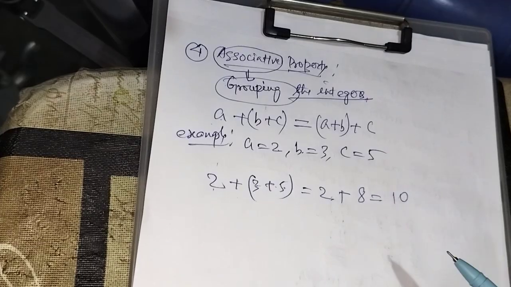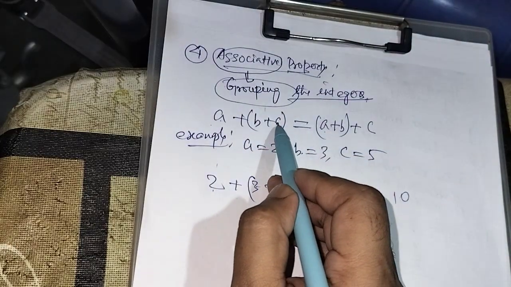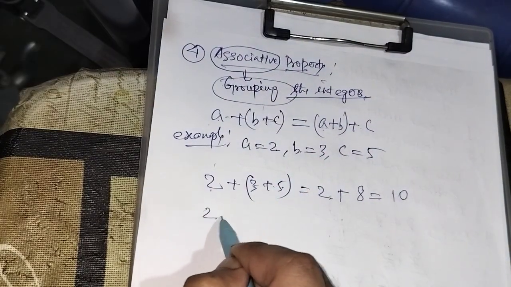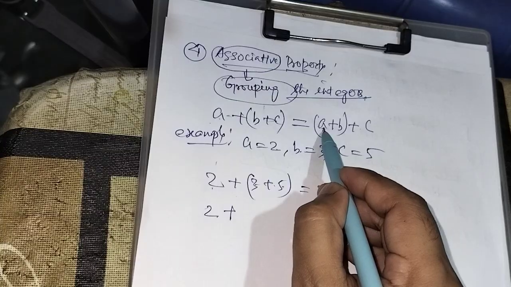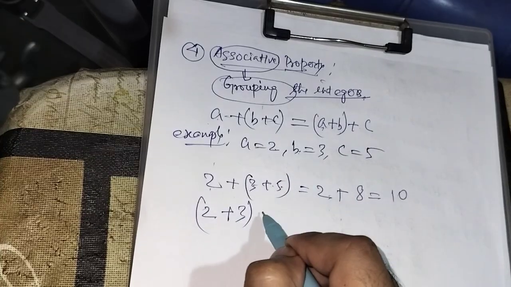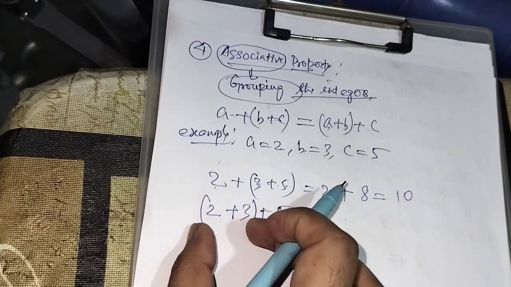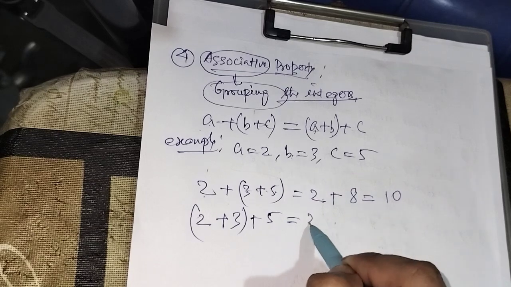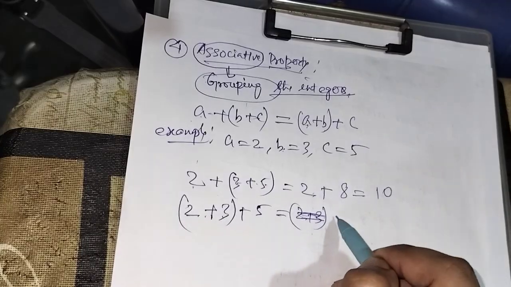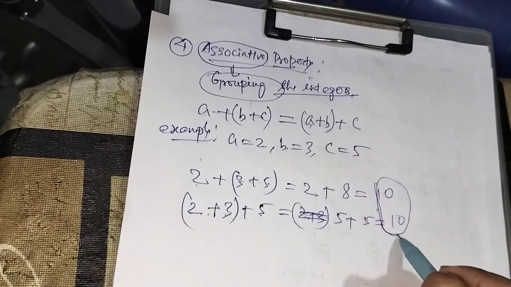2 plus 8 is 10. We get 10. Now here also put the value. This is the left hand side, this is the right hand side. A is 2, b is 3, bracket, plus c is 5. Taking a and b together, 2 plus 3. First 2 plus 3 is 5, then plus 5, 5 plus 5 is 10. Similarly, see, we get the same answer.